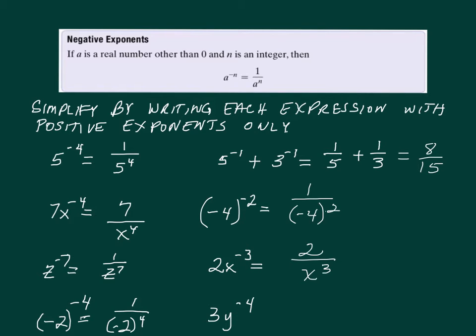All right. 3y to the negative 4. Here, only the y has a negative 4 as an exponent. So the 3 remains the same. The y goes to the basement, and the 4 becomes a positive 4. Okay?